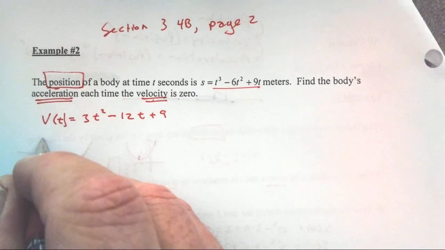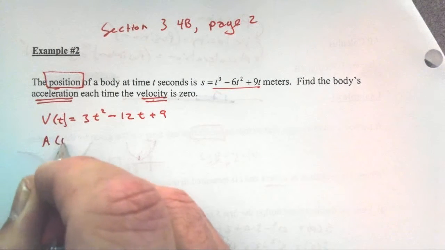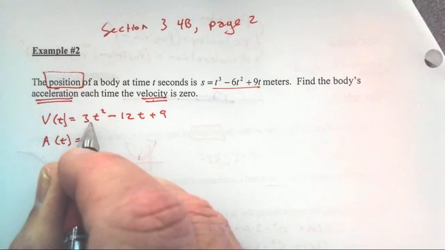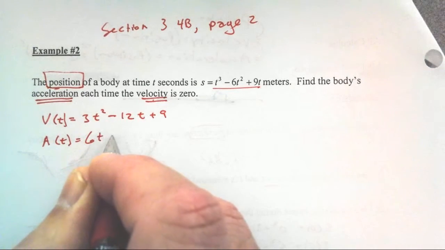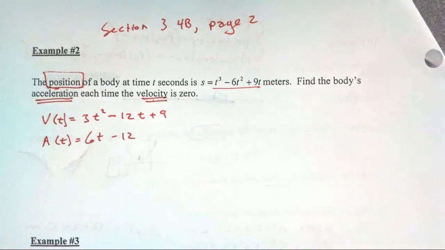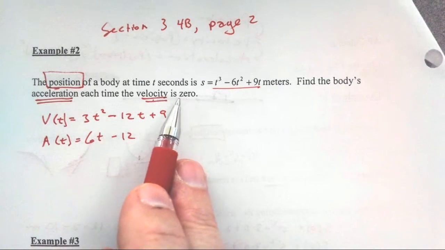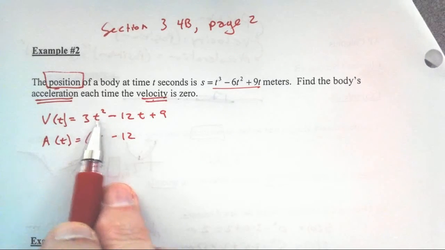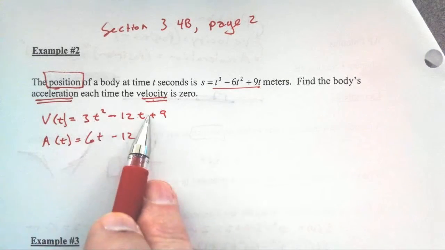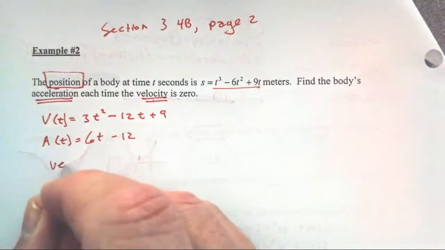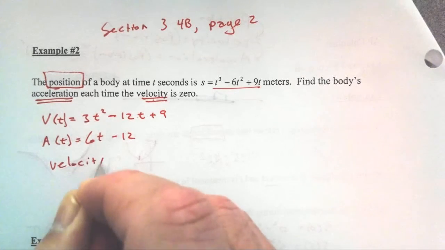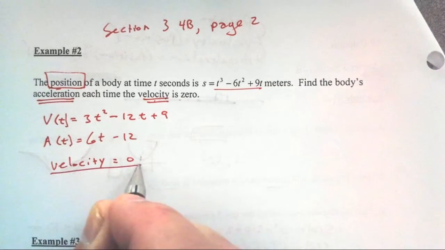I'm going to go ahead and get our acceleration out here. Acceleration at time t is the derivative of velocity, 6t minus 12. So we want to know when the velocity is 0. I don't want to put 0 in here. I want to know when the velocity is 0. Velocity equals 0. Let's go for that.